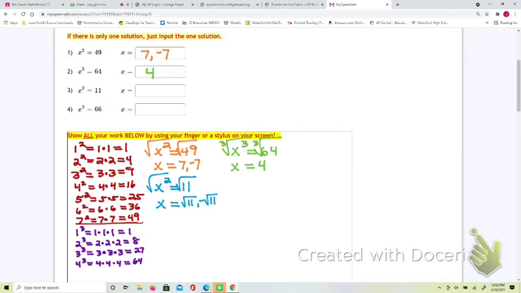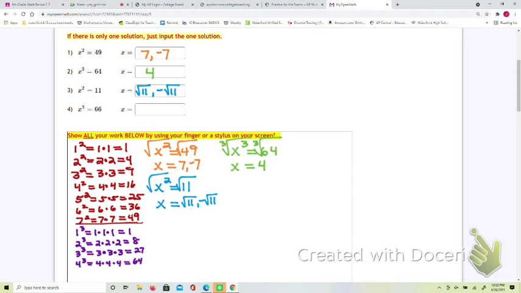Now, I want you to stop right there and go, wait a second, why does it have a square root around it? Well, if you look right here, do you notice that 11 is in between 9 and 16? So it doesn't come out even. So that's why it stays a square root. So then when you go to your answers, you're going to type square root 11, comma, negative square root 11.